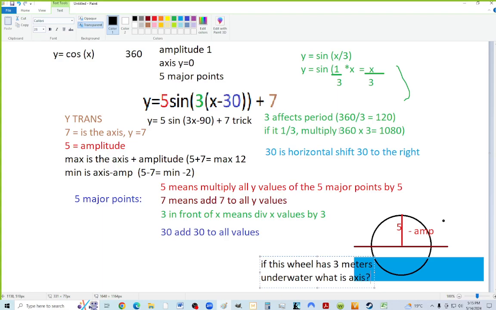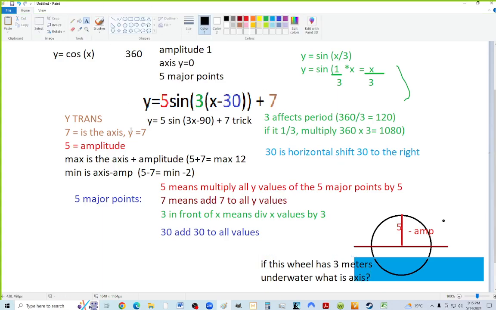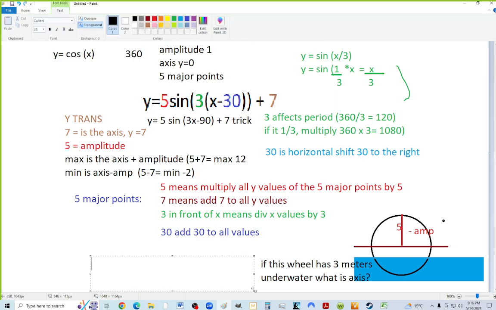It's a good question. What is the axis? Axis is right here. It cuts the wheel right in the middle. So what's the axis of the entire wheel, or what would you see in the formula? We know with the 5 we would see something like this: y is equal to 5 sine x, or y is equal to 5 cos x. We're not sure what yet.